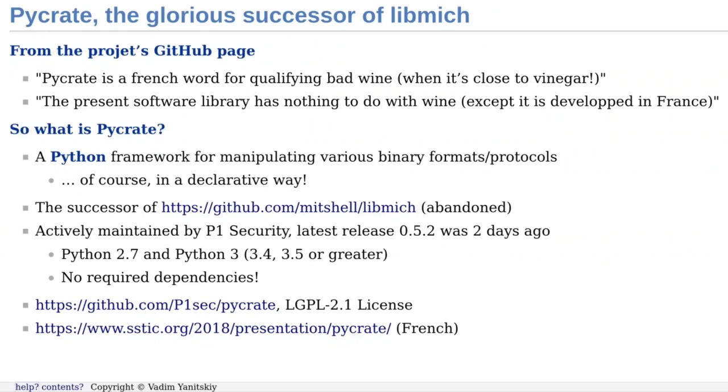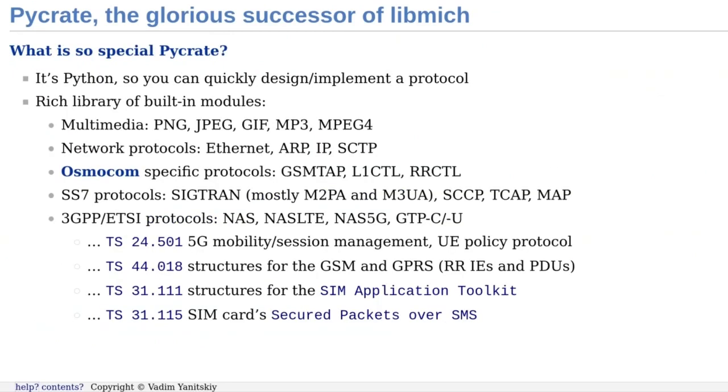And the Pycrate itself is maintained by P1sec, and the latest release was 2 days ago, so it's actively maintained. And for some reason, they still support Python 2. I don't know why, and why would anybody need this, but one strong advantage that I really like is that it requires no dependencies, even for JSON. It somehow handles it internally, I guess. And the only talk that I managed to find about Pycrate is on the bottom, this link, a talk in French. And maybe my talk will improve the situation for English speakers.